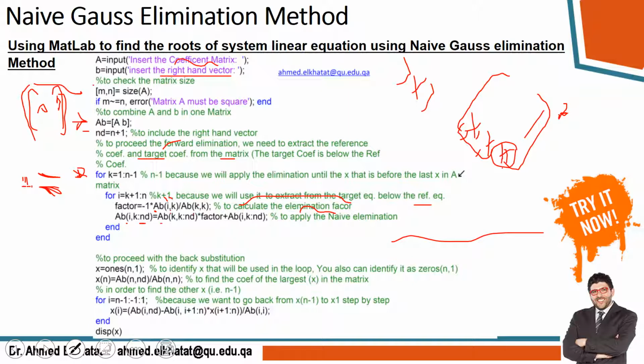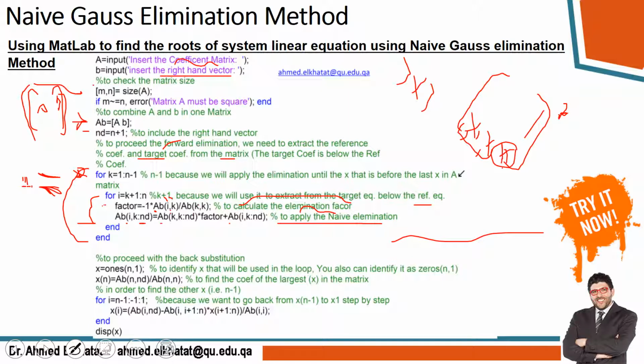As we said, we want to extract all the substitutions, times vector, this is a times factor, this is the factor, plus AB from I to K until ND, and this is to apply the elimination. End for, and end for the second for, so it will apply for the whole matrix. Now we make all the, sorry, the forward elimination.